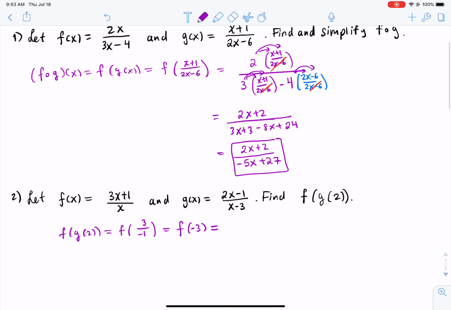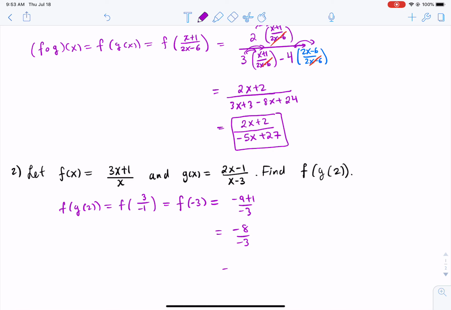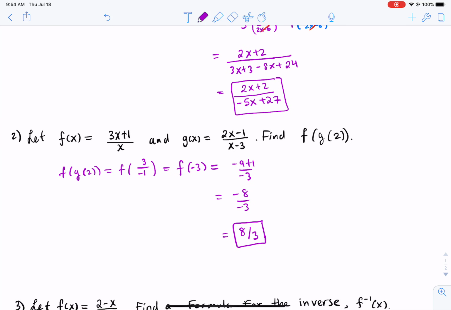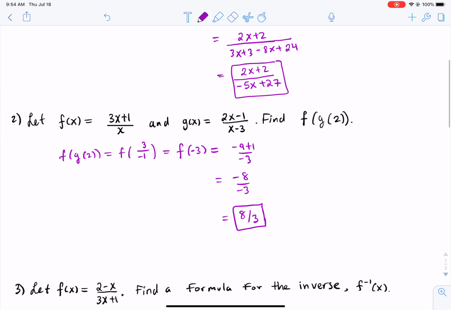And what is that going to be? It's negative 9 plus 1 divided by negative 3. So that's negative 8 over negative 3. So that's just 8 over 3, right? And you don't have to write your answer as a mixed number. This is perfectly fine. Nobody expects you to do that. But if you had 16 over 6, you want to simplify that as 8 over 3. You want to make sure that your answers are in simplest form.